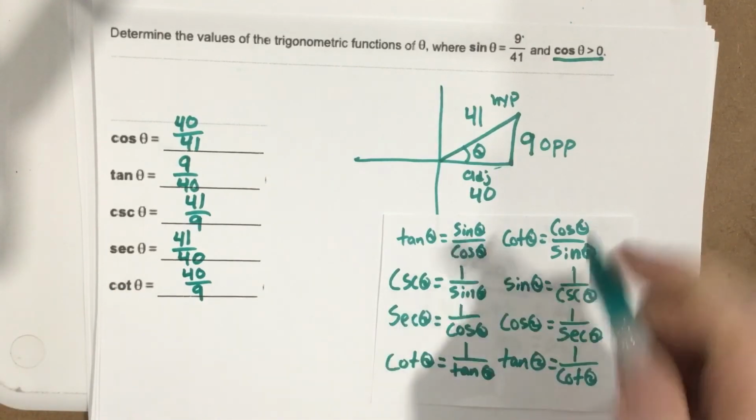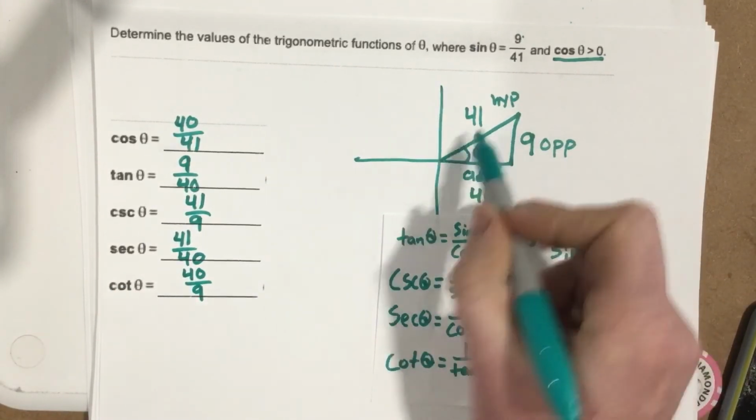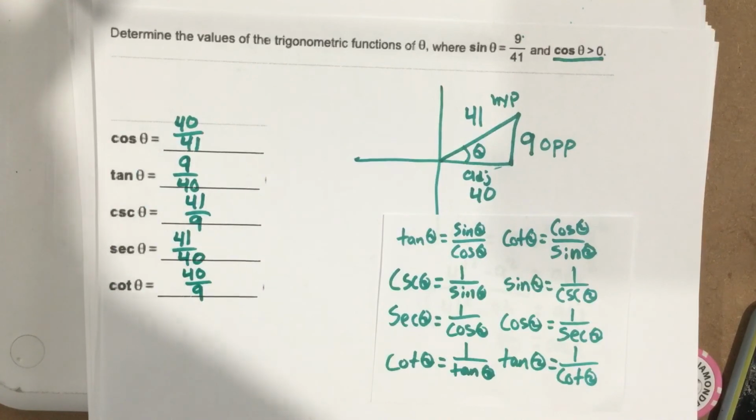And that's it. Most important part, figure out the quadrant, draw the triangle, and find the missing side.